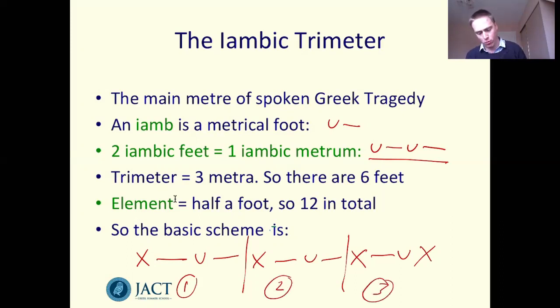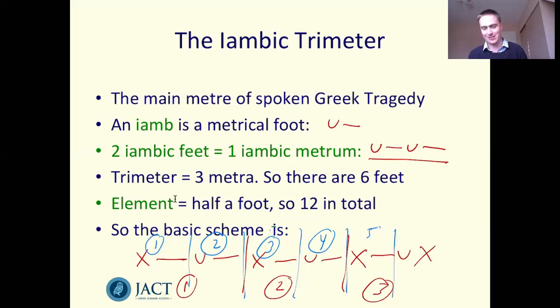I'm now going to draw in blue the 6 iambic feet. The second foot ends where the first metrum ends. Here's the third foot and the fourth foot. The fourth foot ends where the second metrum ends. And then the fifth foot and the sixth foot. And I'm also going to put in the elements. 1 and 2, 3 and 4, 5 and 6, 7 and 8, 9, 10, 11 and 12.